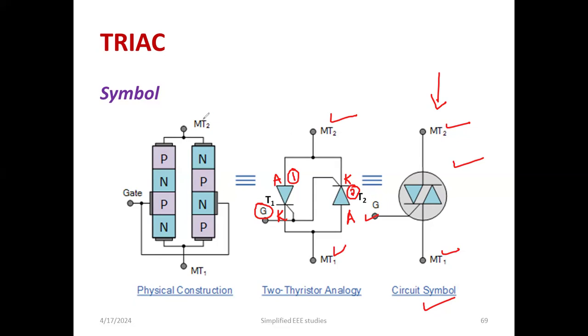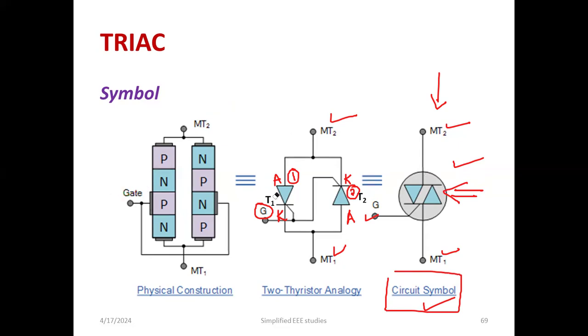In the physical construction, we can mark like this. So PN junction, we have PN, then NPN. Like that, they are connected to each other, and MT1 and MT2 are main terminal 1 and main terminal 2. We have the gate. In any manner we can represent it. However, if anybody asks about the symbol of TRIAC, it is advisable to mark the third one. This is the circuit symbol. The rest of the things are also correct, but it is easy to represent the third method. Hope it is clear to everyone.